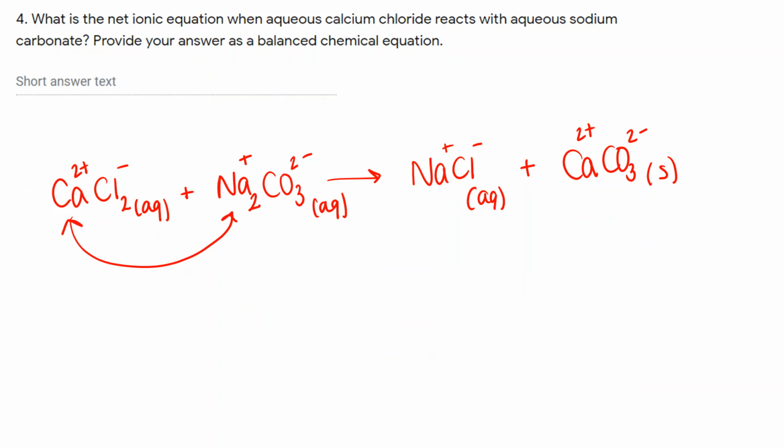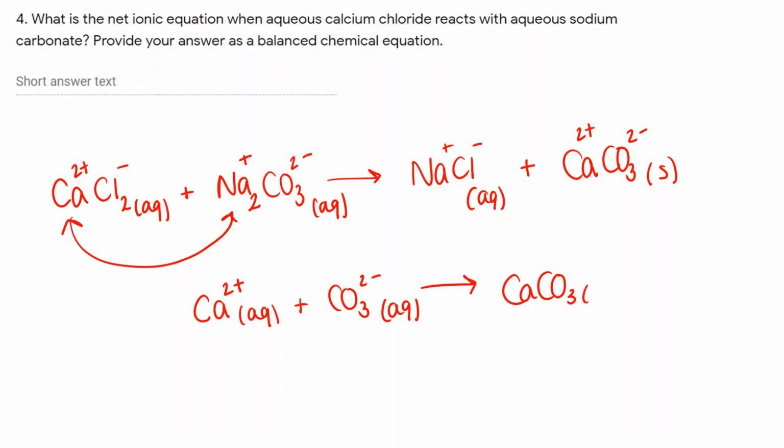So how do you type this into the box here? The net ionic equation is only the ions that actually react to form a solid. So what ions were involved in making this solid? So we had calcium +2 aqueous plus carbonate -2 aqueous, and this formed calcium carbonate solid.